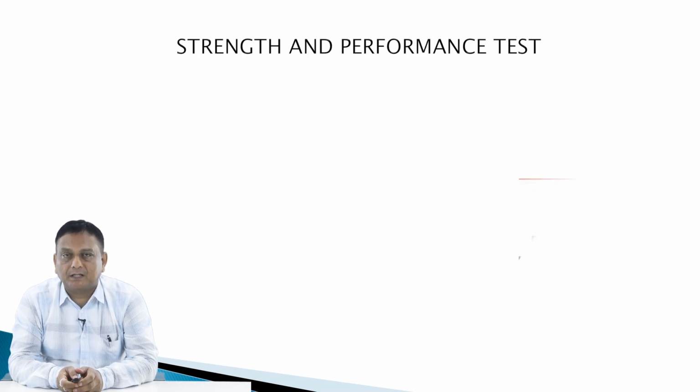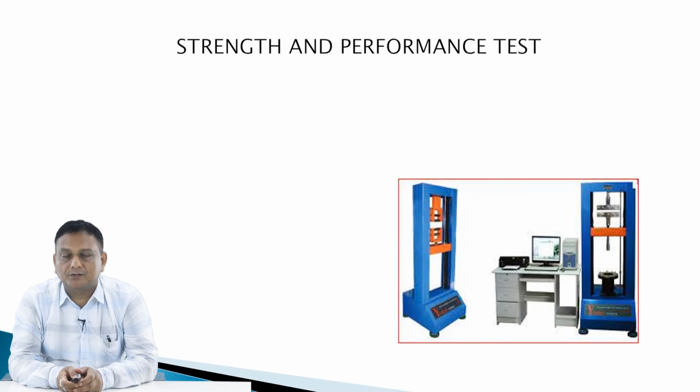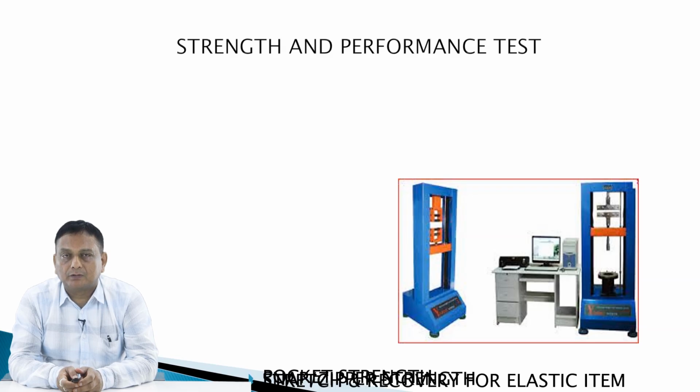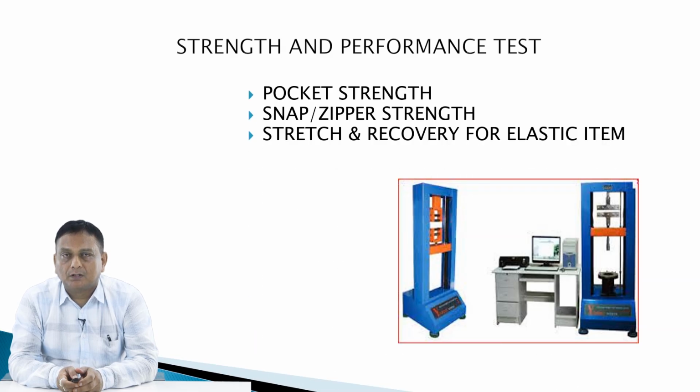Now in this strength and performance test, different instruments are used, like an Instron tensile testing machine, as has been shown here. That kind of machine is used. That machine is also used for pocket strength, zipper strength, then stretch and recovery for elastic items. Similar kinds of machines can be used in those kinds of evaluation.